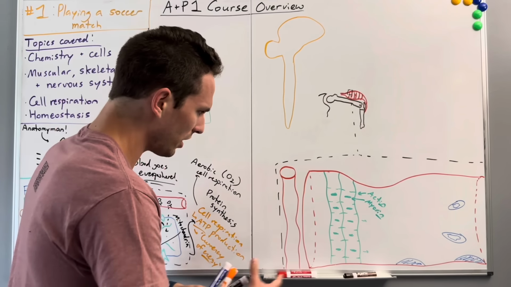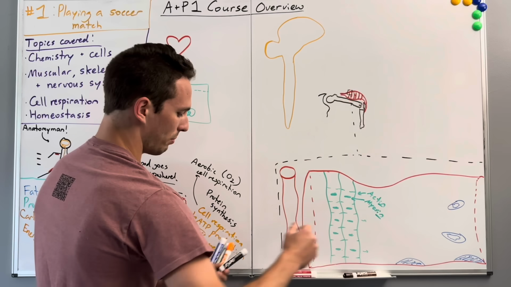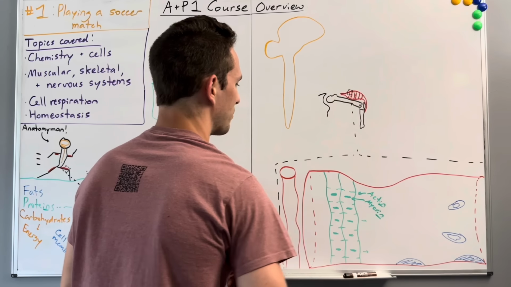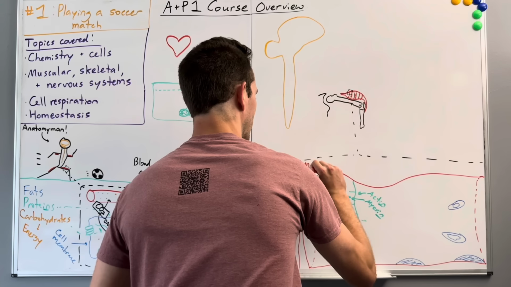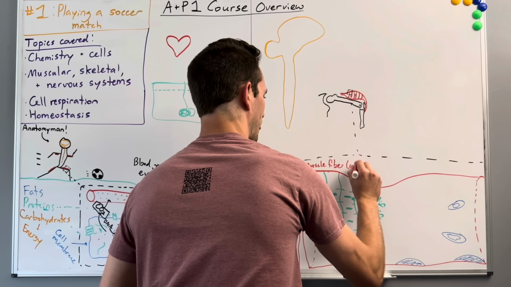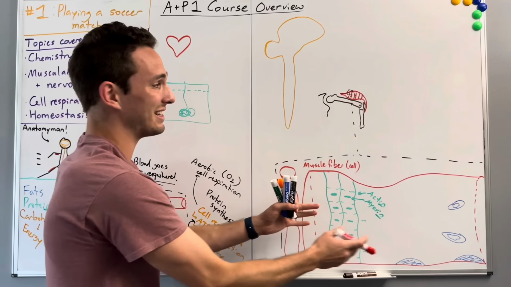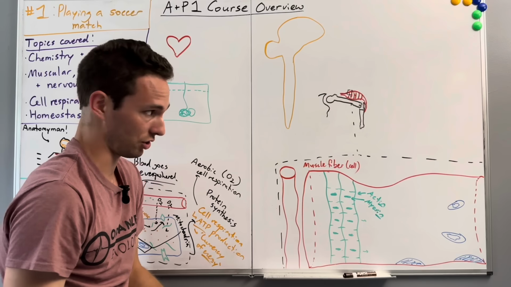Well, the muscle will contract because inside of the muscle, I'm zooming in here, we have a bunch of things called muscle fibers. So this whole thing is called a muscle fiber, but another name for that is actually just a muscle cell. Okay, muscle cell, muscle fiber, same exact thing. And you've got millions inside of a big muscle, okay?